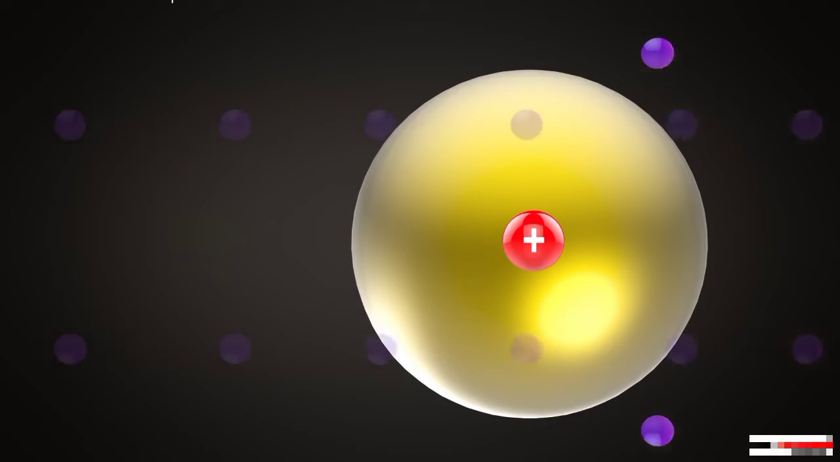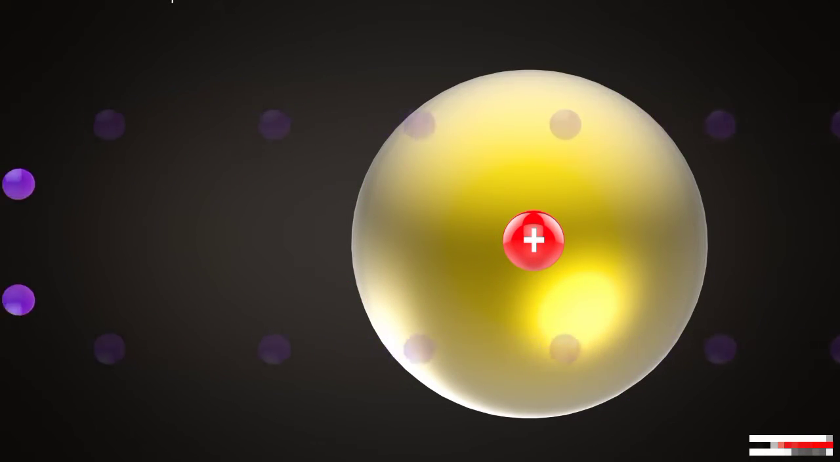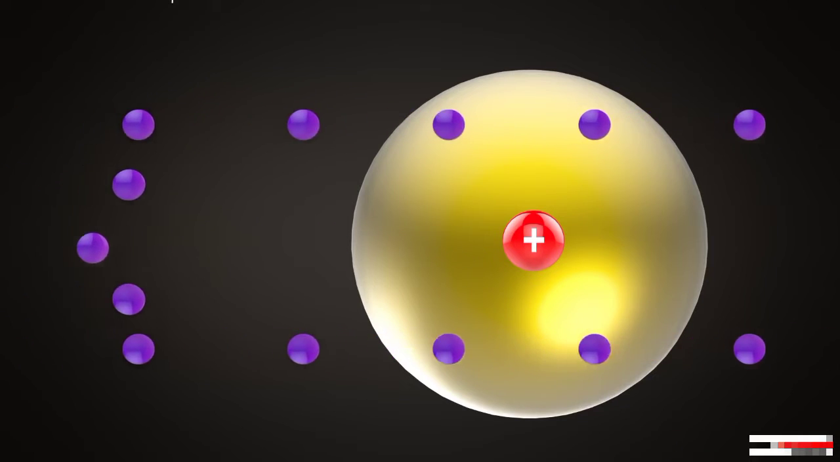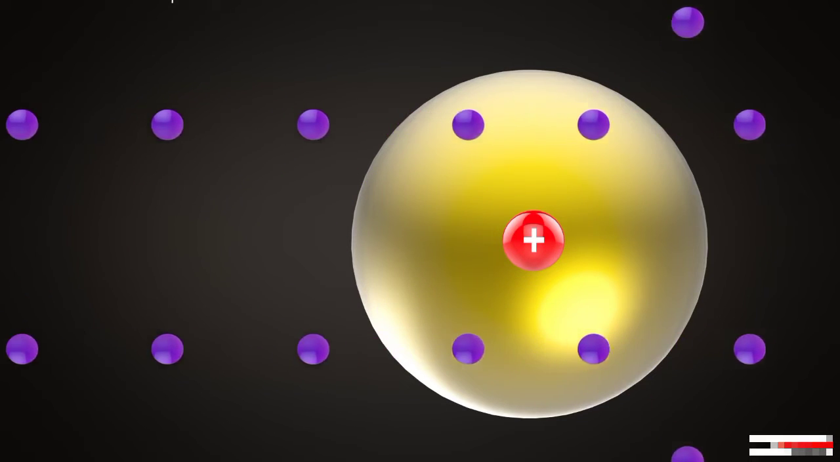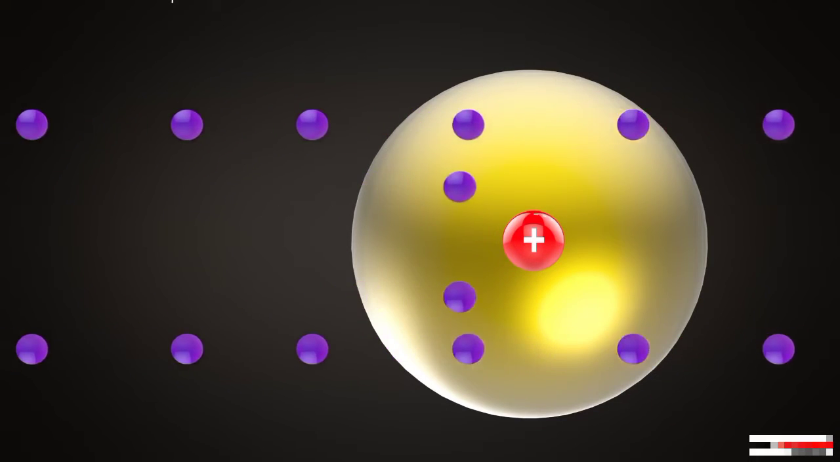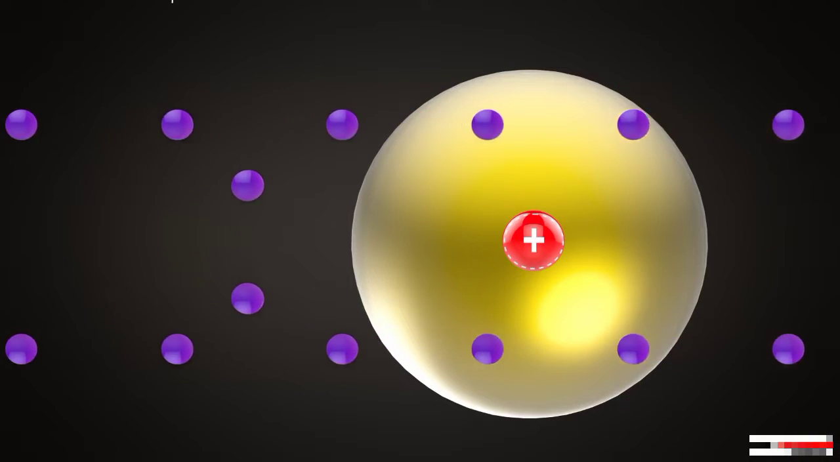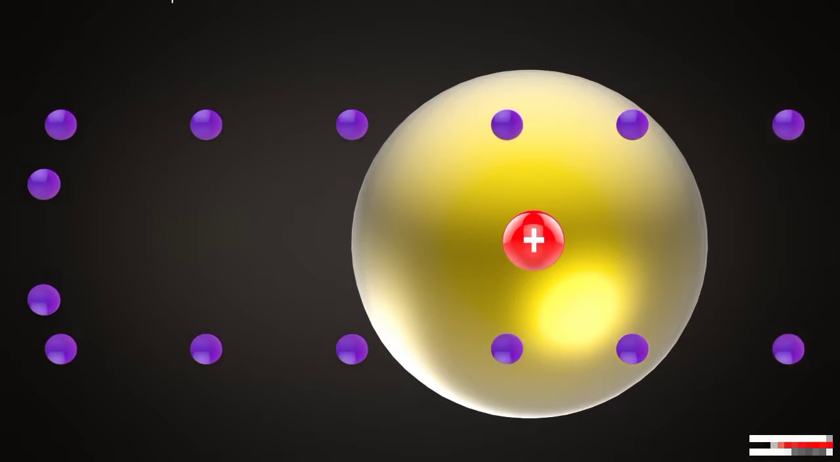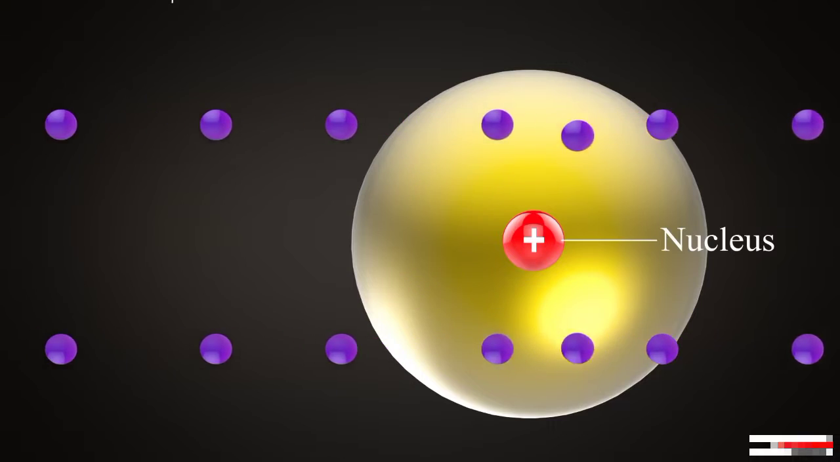As these particles were few in number, this led to the conclusion that a positively charged center occupies a tiny space. The few particles that rebounded back indicate that all the positive charge of the atom was concentrated in a very small volume in the center. Rutherford named this positive center of the atom the nucleus.